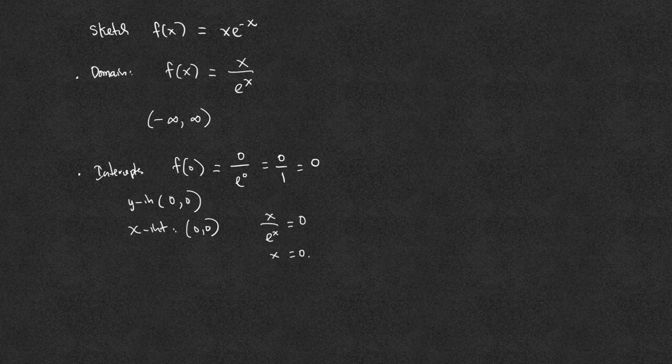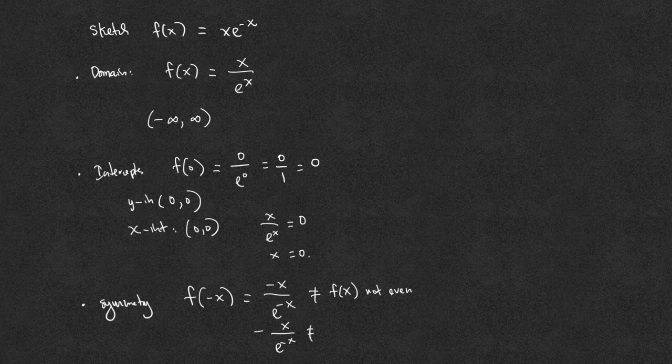Next, we find any symmetry if possible. To find symmetry, we simply replace x with negative x in the function. The numerator is negative x and the denominator is e to the negative x. This is not the original function f of x, so the function is not even. And even if we factor out the negative, we will see that this is not the same as negative f of x, so the function is not odd. This function is neither even nor odd.